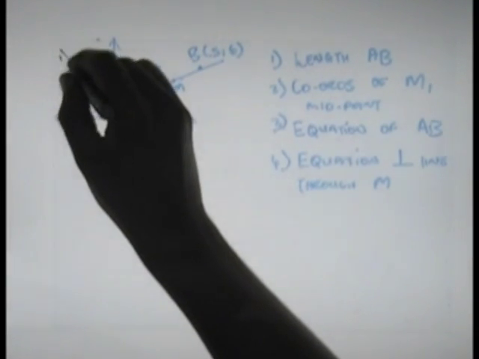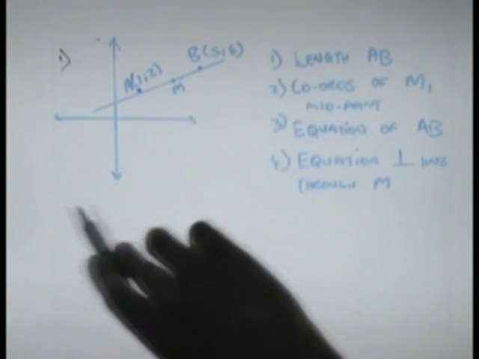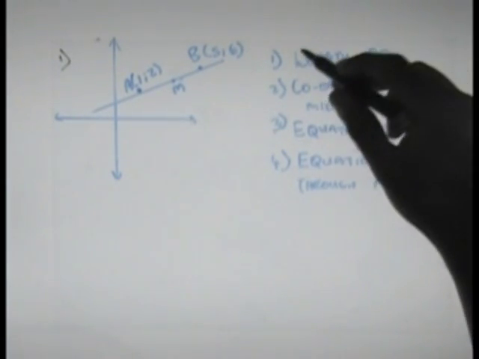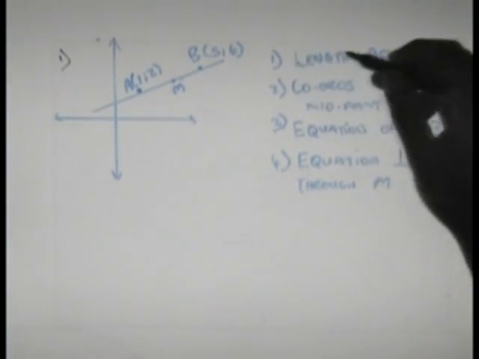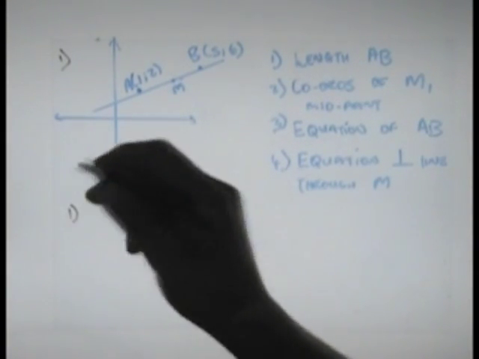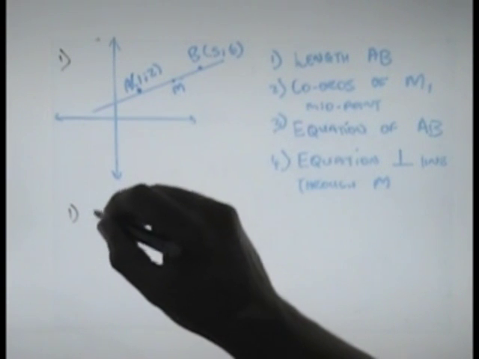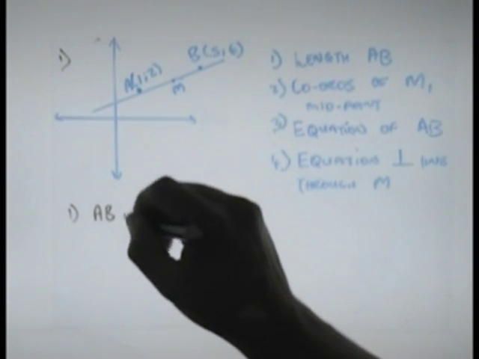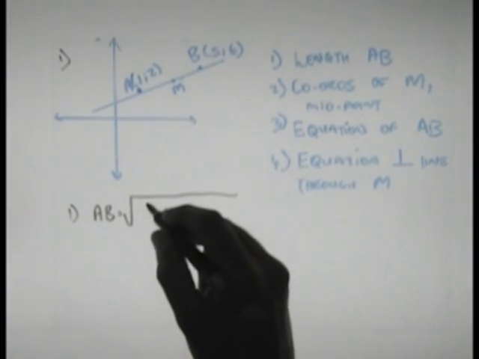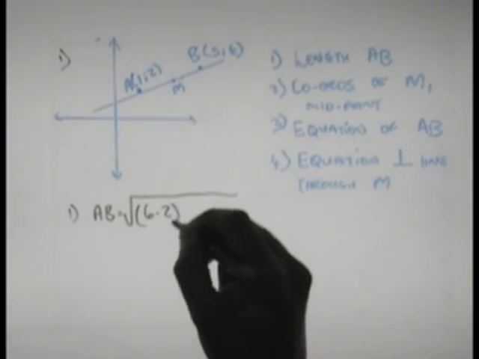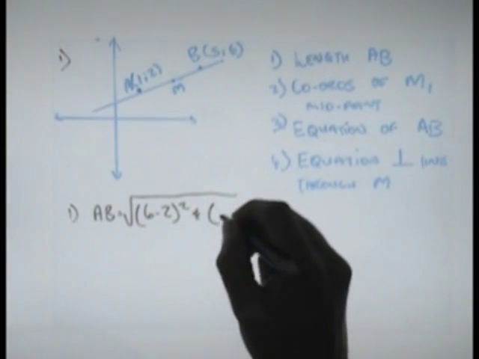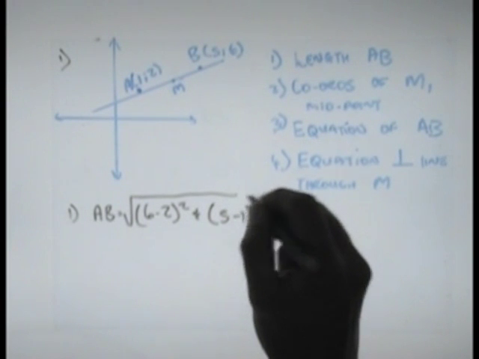The first example I gave you to do had this graph over here with points A and B, M being the midpoint. We started off by saying, find the length of AB. To get the length of AB, we're simply going to use the distance formula. AB is equal to y2 minus y1 squared, which is going to be 6 minus 2 squared, plus x2 minus x1, which is 5 minus 1 squared.